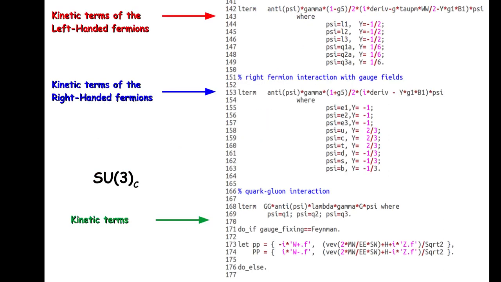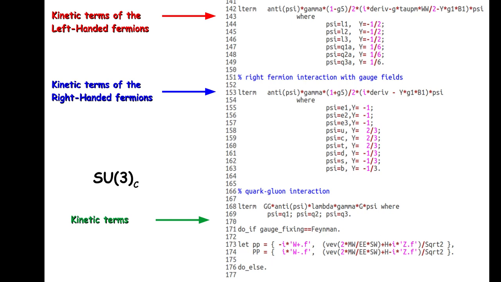Okay, so as you have the SU2L cross U1, in order to get the masses of the fermions, you need to write down the Yukawa Lagrangians, right? But these interactions are very straightforward to get, as I'm going to show you later on. And these same fermions also have kinetic terms.